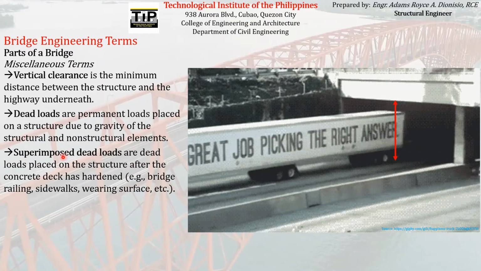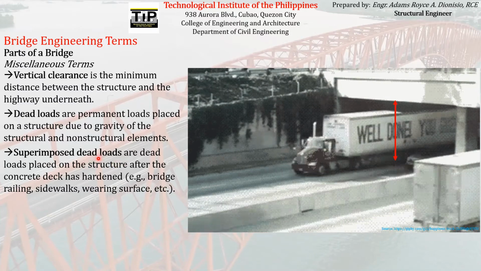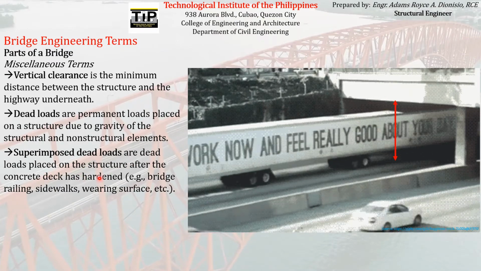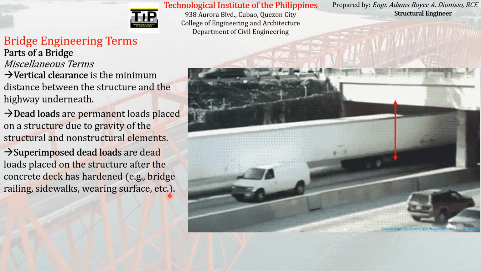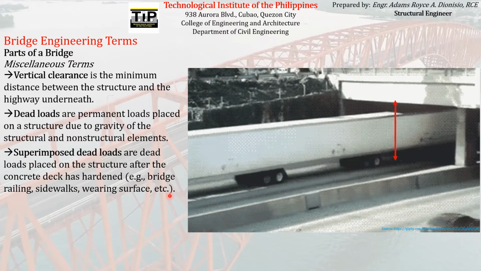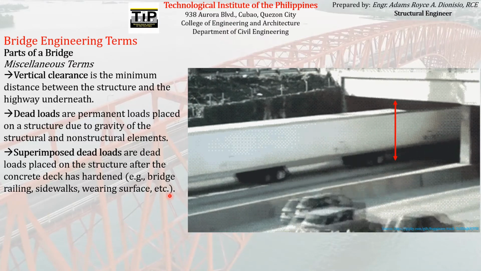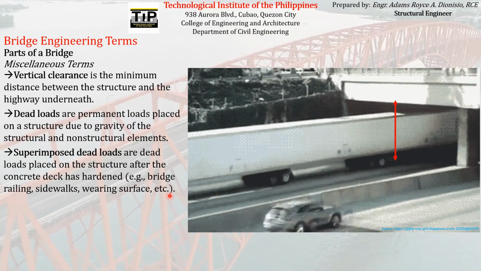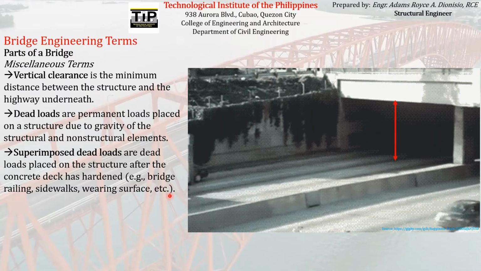So another miscellaneous term that we must study is the superimposed dead loads. These superimposed dead loads are dead loads placed on the structure after the concrete deck has hardened, like the bridge railing, the sidewalks, the wearing surface, etc. Superimposed dead loads are actually still dead loads, but the main difference is that these are dead loads that are placed over our bridge after the concrete deck has hardened. In other words, these are dead loads that are just placed on top of our structure.